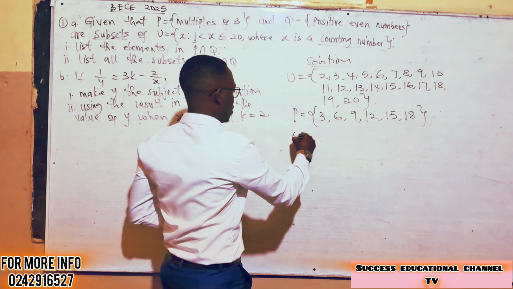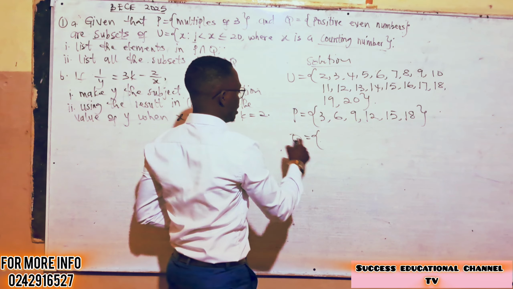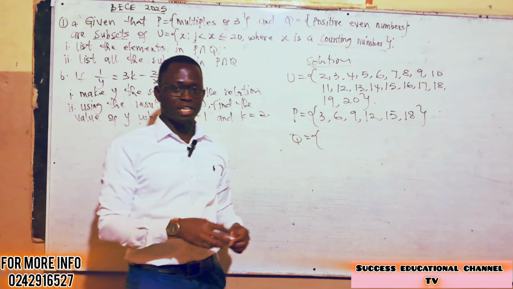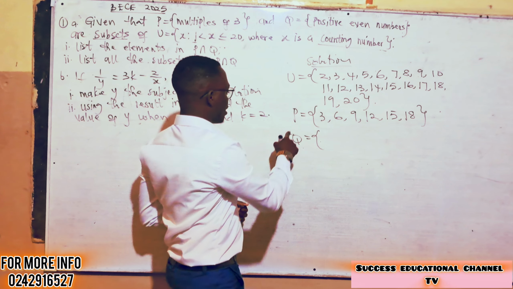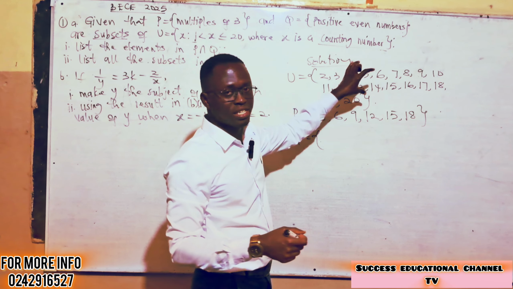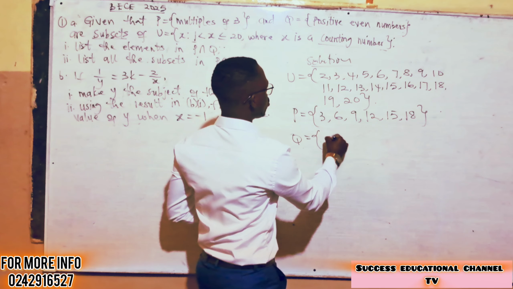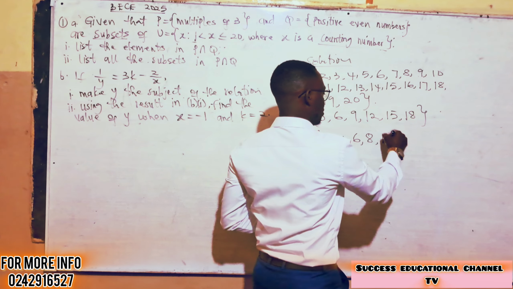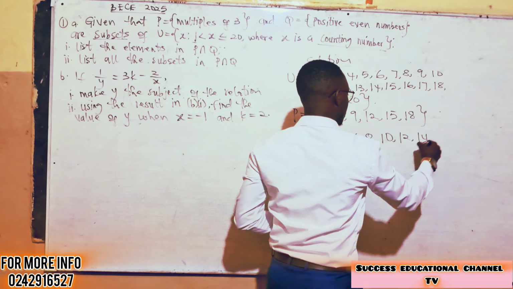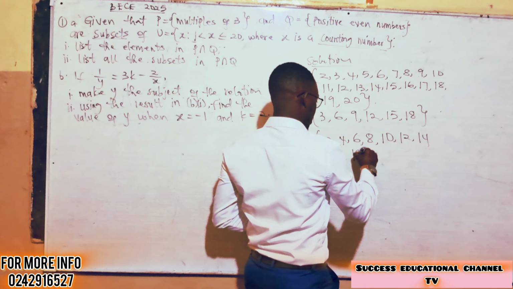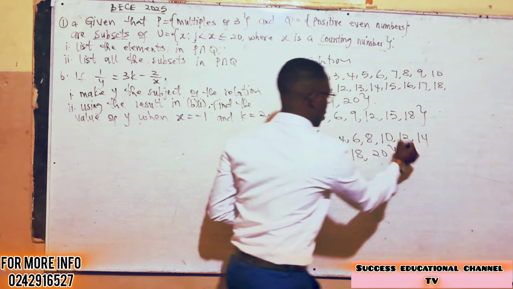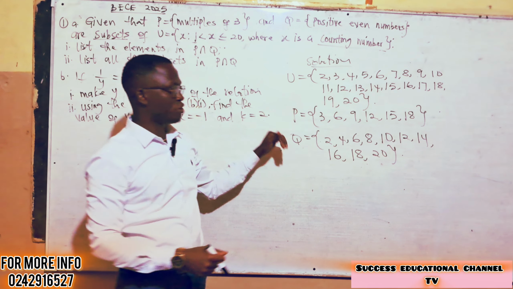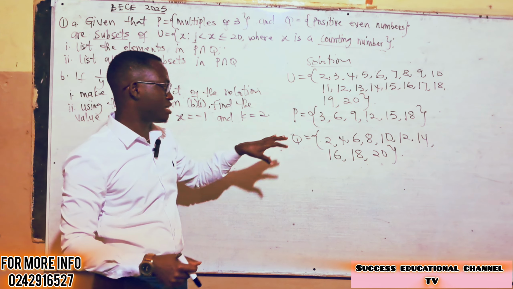Set Q is positive even numbers. What this means is that we could have negative even numbers, so you need to take note of that. We want positive even numbers that are also present in the universal set. So we start from 2, 4, 6. We know our even numbers already.